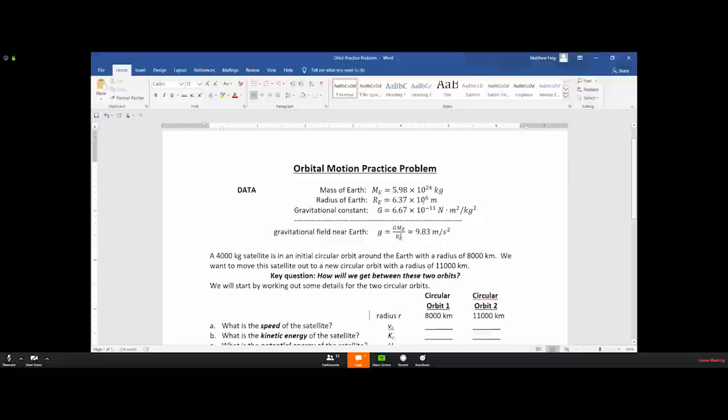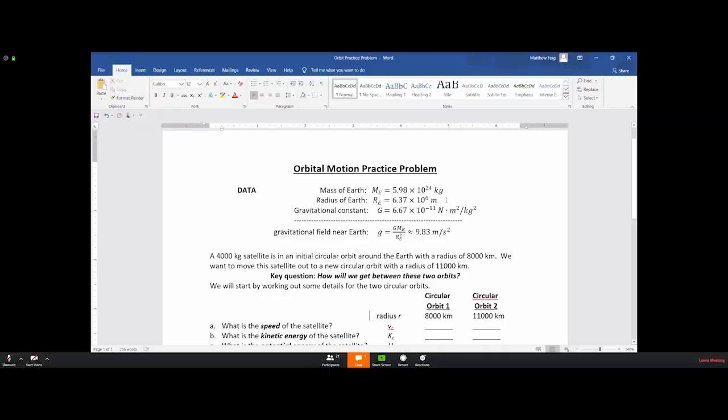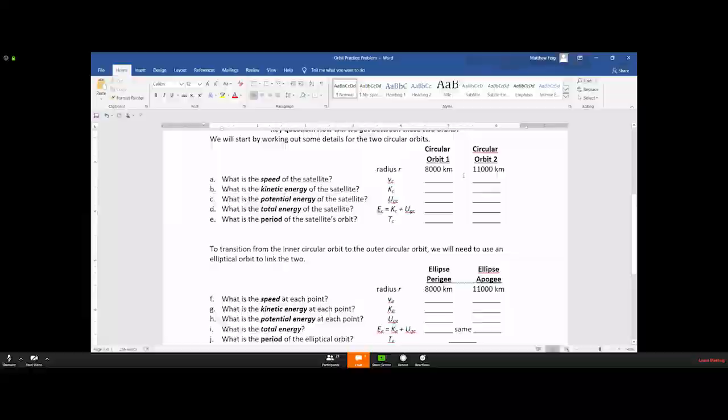And just for comparison, what is the radius of the Earth? I don't think we're going to use this number in the calculations, but the radius of the Earth is a little over 6 million meters, or 6,000 kilometers. And these orbits are obviously larger than that. 8,000 is the inner one, and that's bigger than the radius of the Earth by a fair amount.